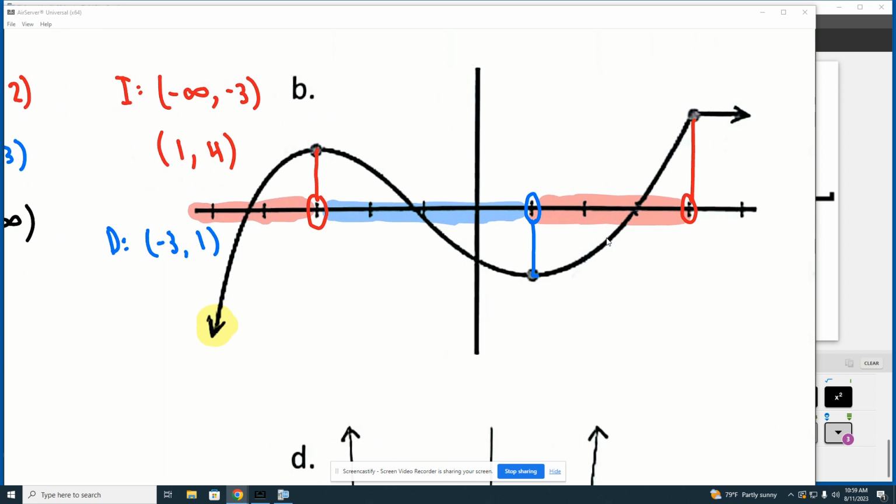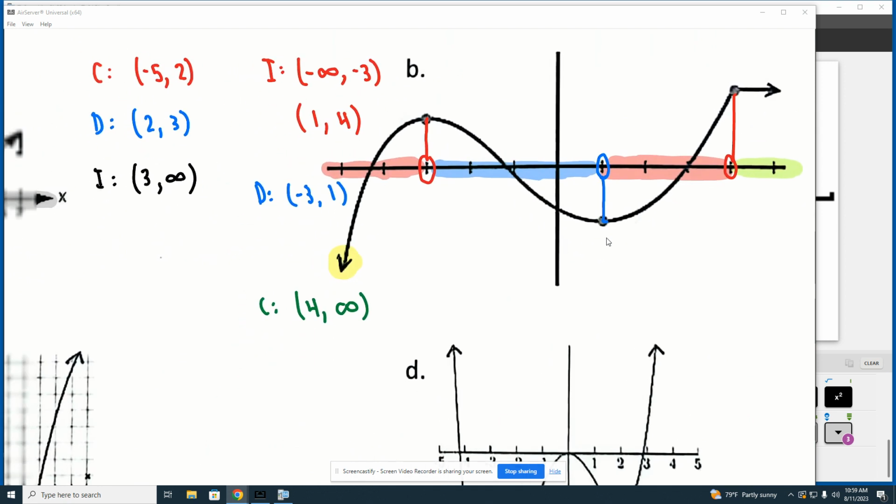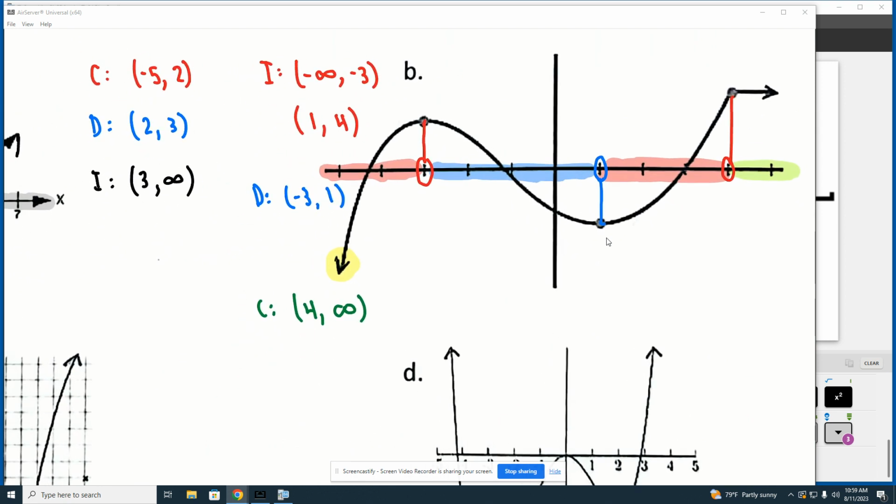And then what's the last thing it did? It remained constant from that same value 4 to infinity. Okay? And that's it. That's how you do this. Now y'all choose. Y'all want me to do C or D? D? Let's do D.